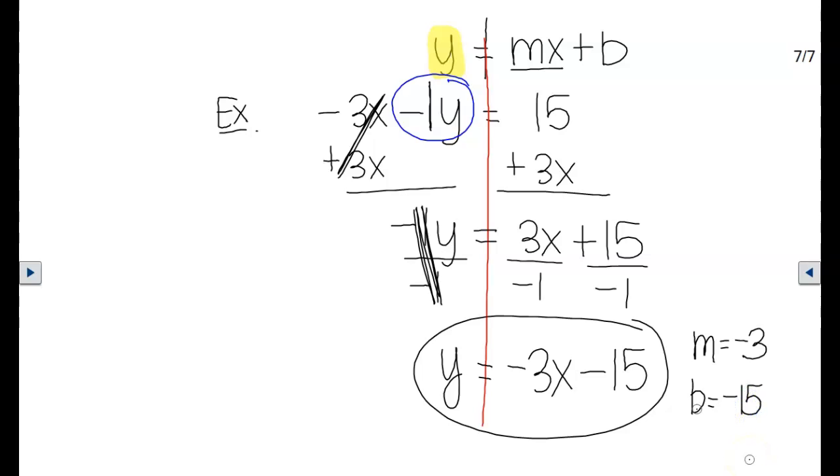So we want that y to be alone. So first, add or subtract to get rid of x, and then you'll divide to get rid of the number that's in front of y.